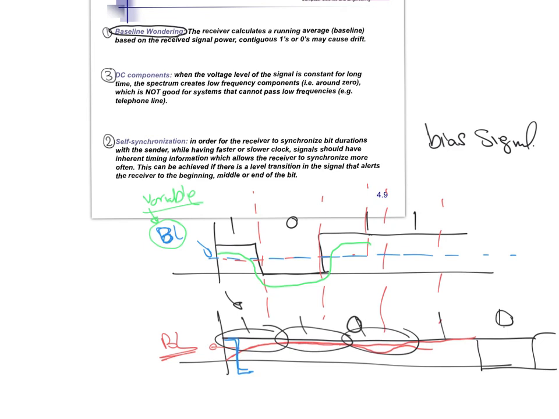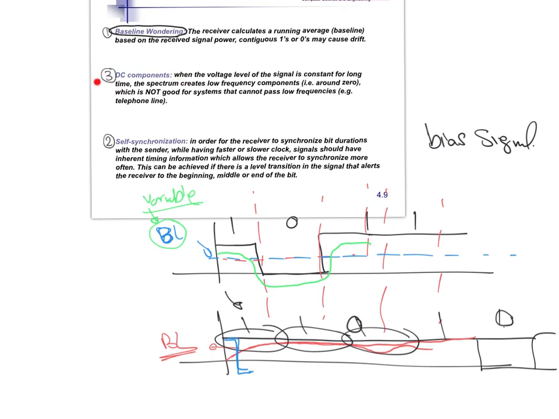Whether positive or negative or zero. Positive or negative or zero. Okay? So if it's zero for a long period of time, it will cause these two problems: baseline wandering, and the lack of synchronization. If you have positive, same thing. If you have negative, same thing.